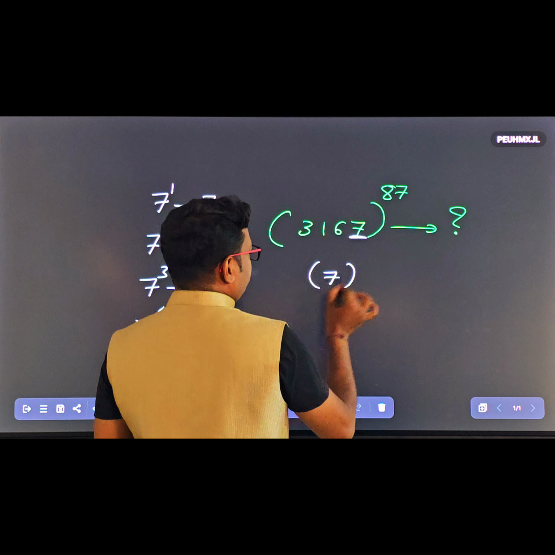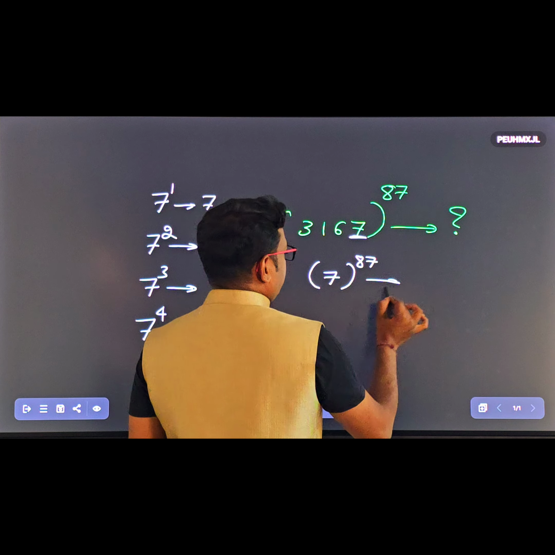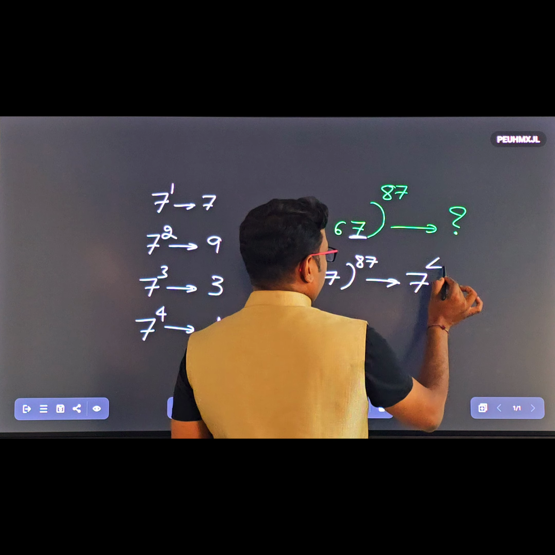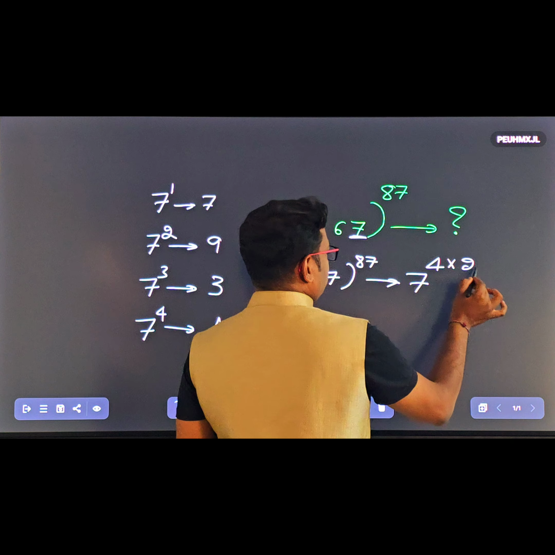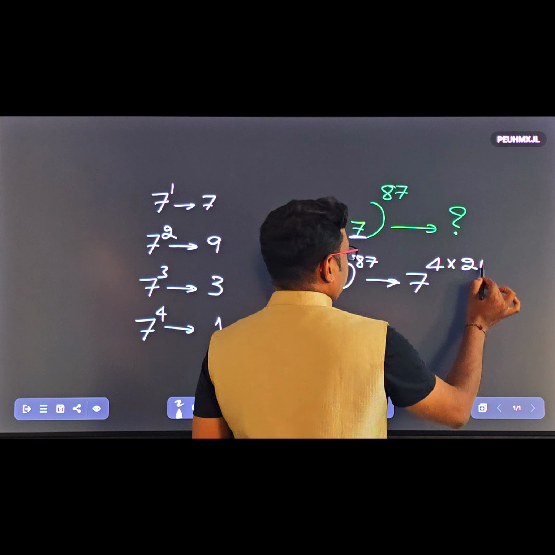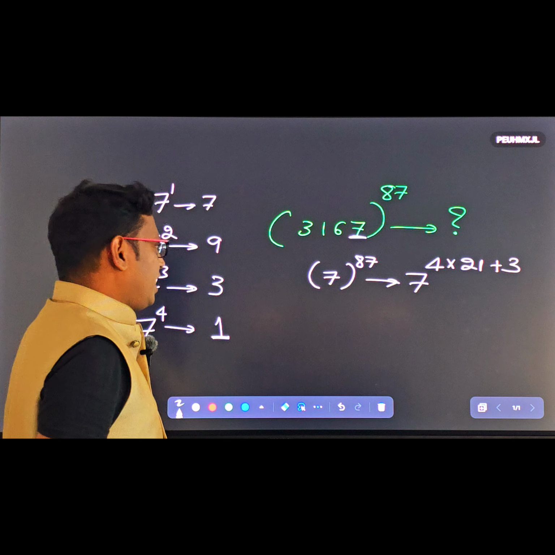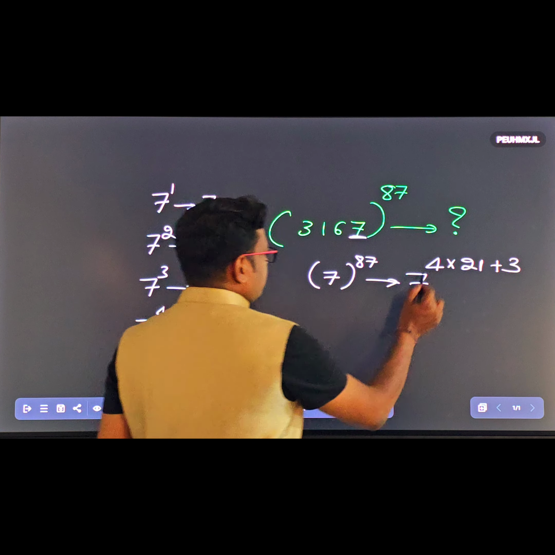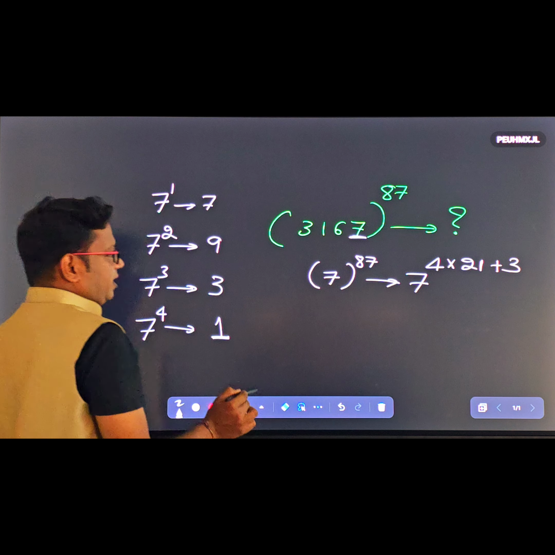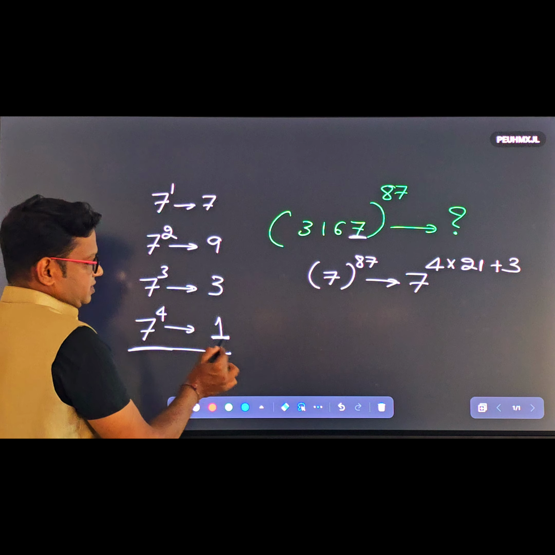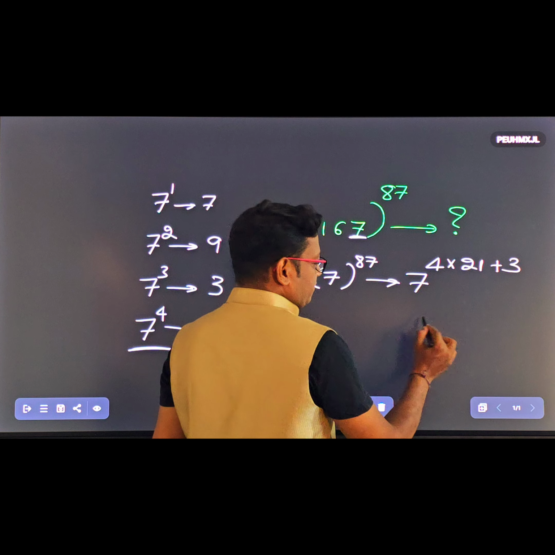7 to the power of 87 can be written as 7 power 4 into... See, 4 twos are 8, 4 ones are 4, then 3 is the remainder. Yes or no? Yes. Okay. Now, 7 power 4 is 1, and 1 multiplied by anything is 1 only.